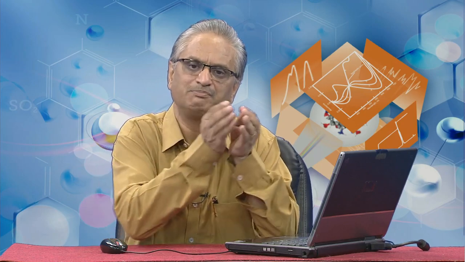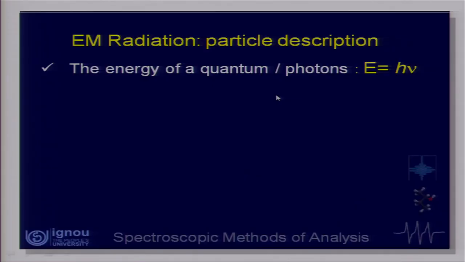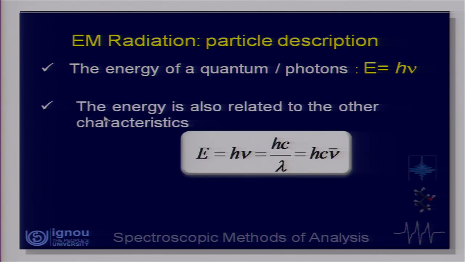And the energy, because we said they are coming as packets of energy. So, what is the energy of a given packet? The energy of a given packet or quantum or photon is given by the following expression: E is equal to h nu, where E is the energy, h is the Planck's constant, and nu is the frequency. Now, this is a very crucial expression, that is, the energy of radiation is related to different characteristics of the radiation.